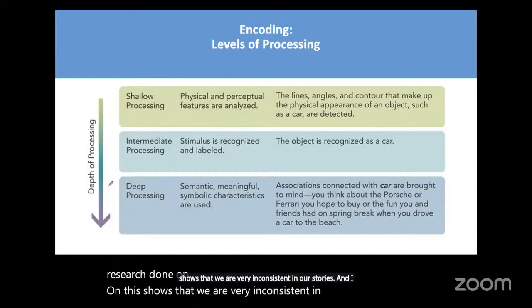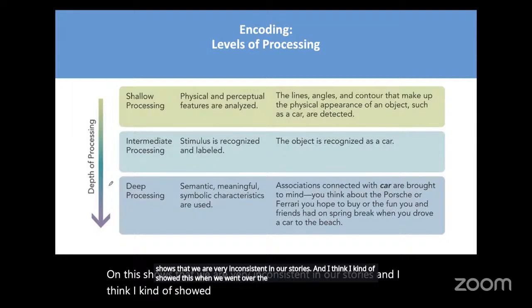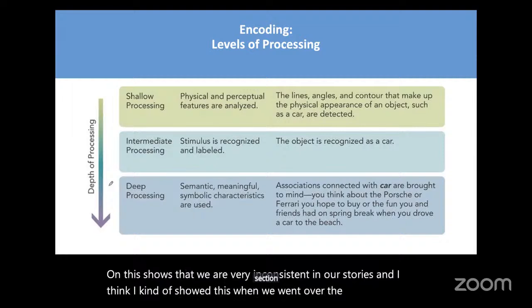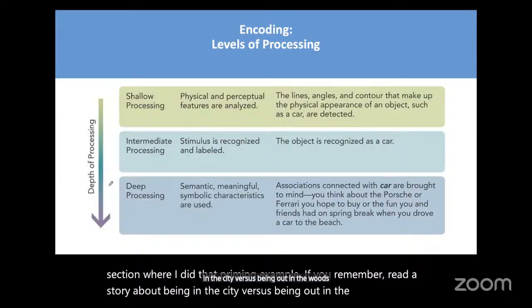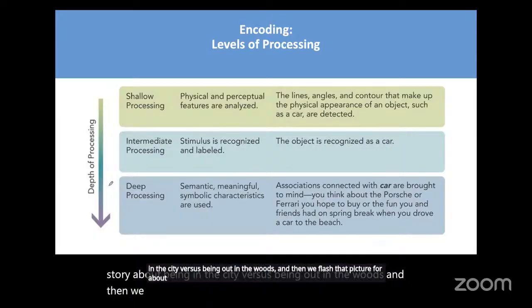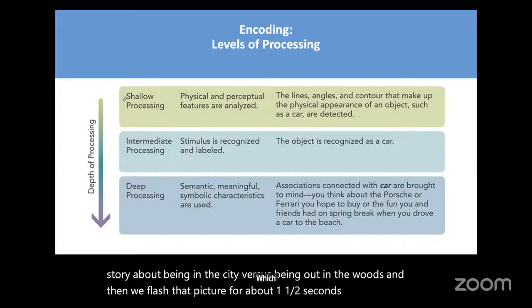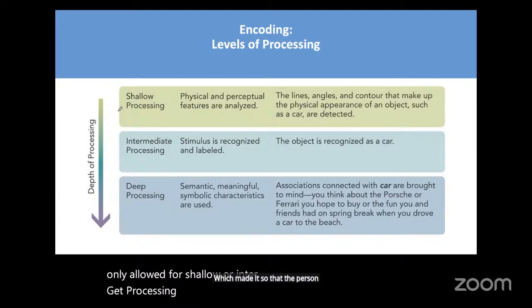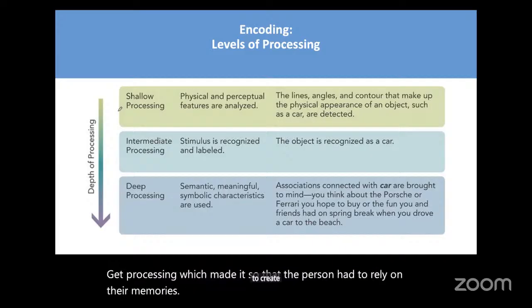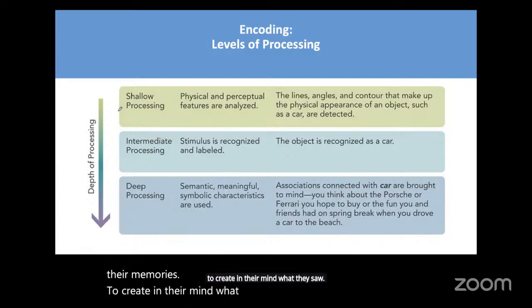And I think I kind of showed this when we went over the perception section where I did that priming example. If you remember, we read a story about being in the city versus being out in the woods, and then we flashed that picture for about 1.5 seconds, which really only allowed for shallow or intermediate processing, which made it so that the person had to rely on their memories to create in their mind what they saw. Okay.